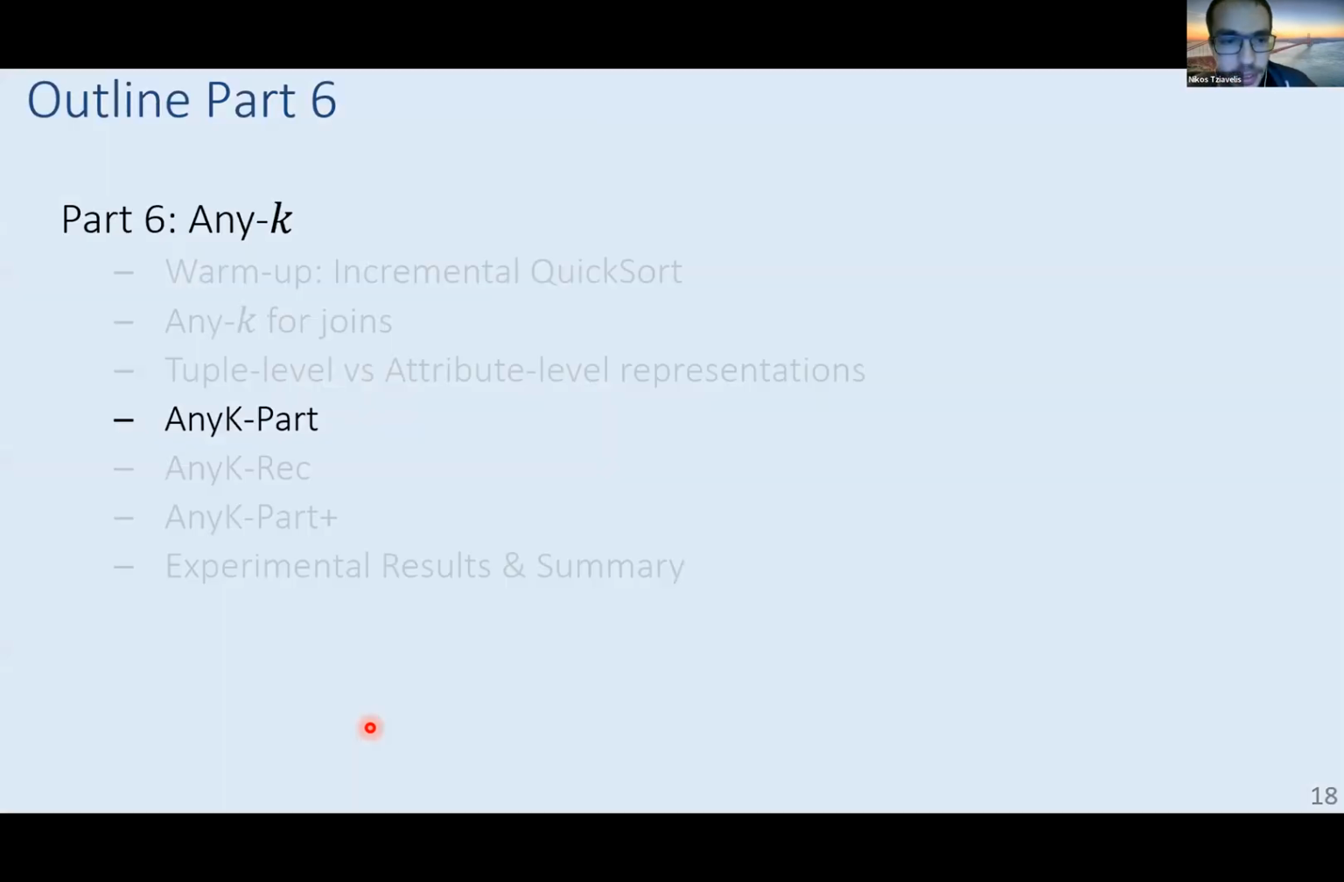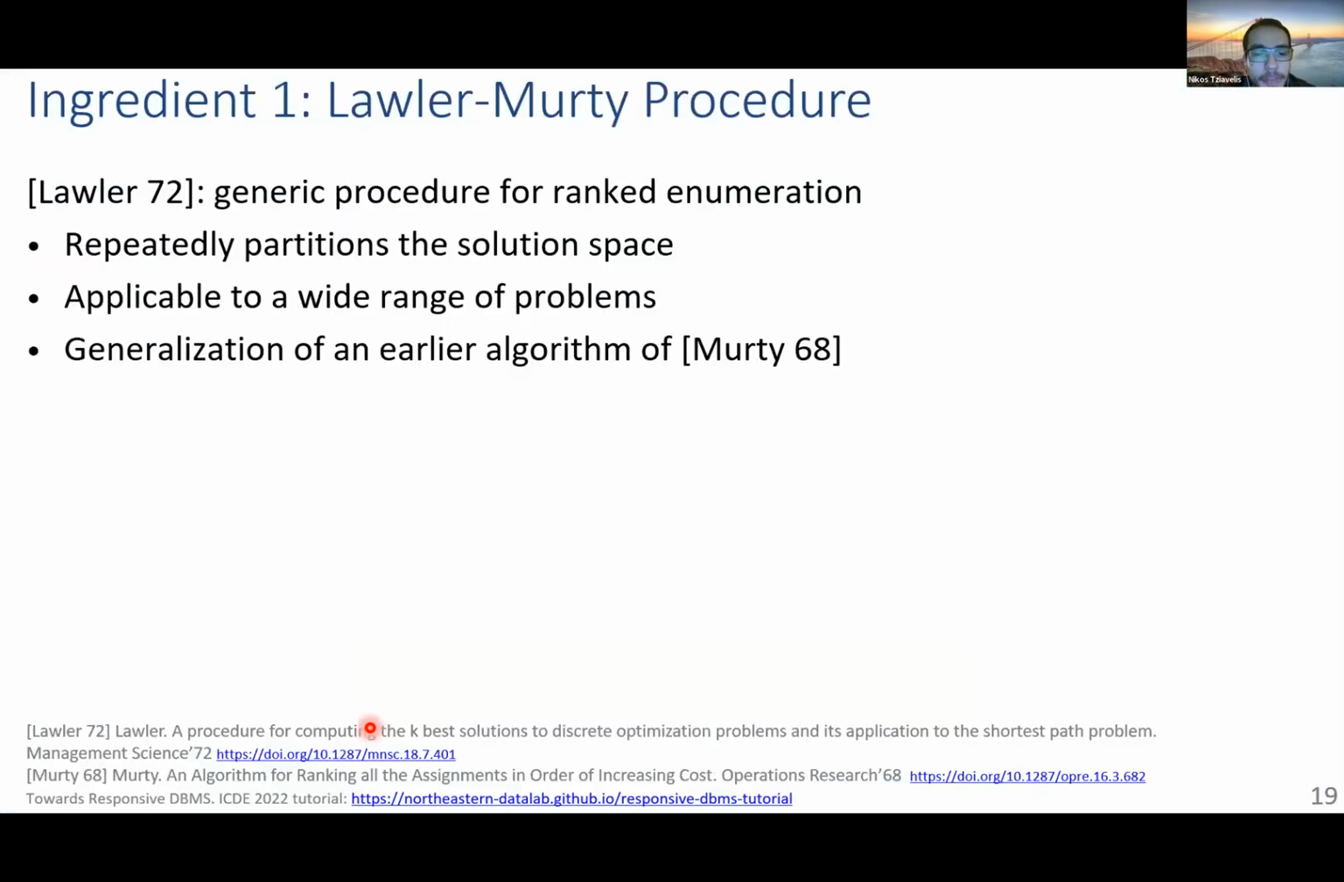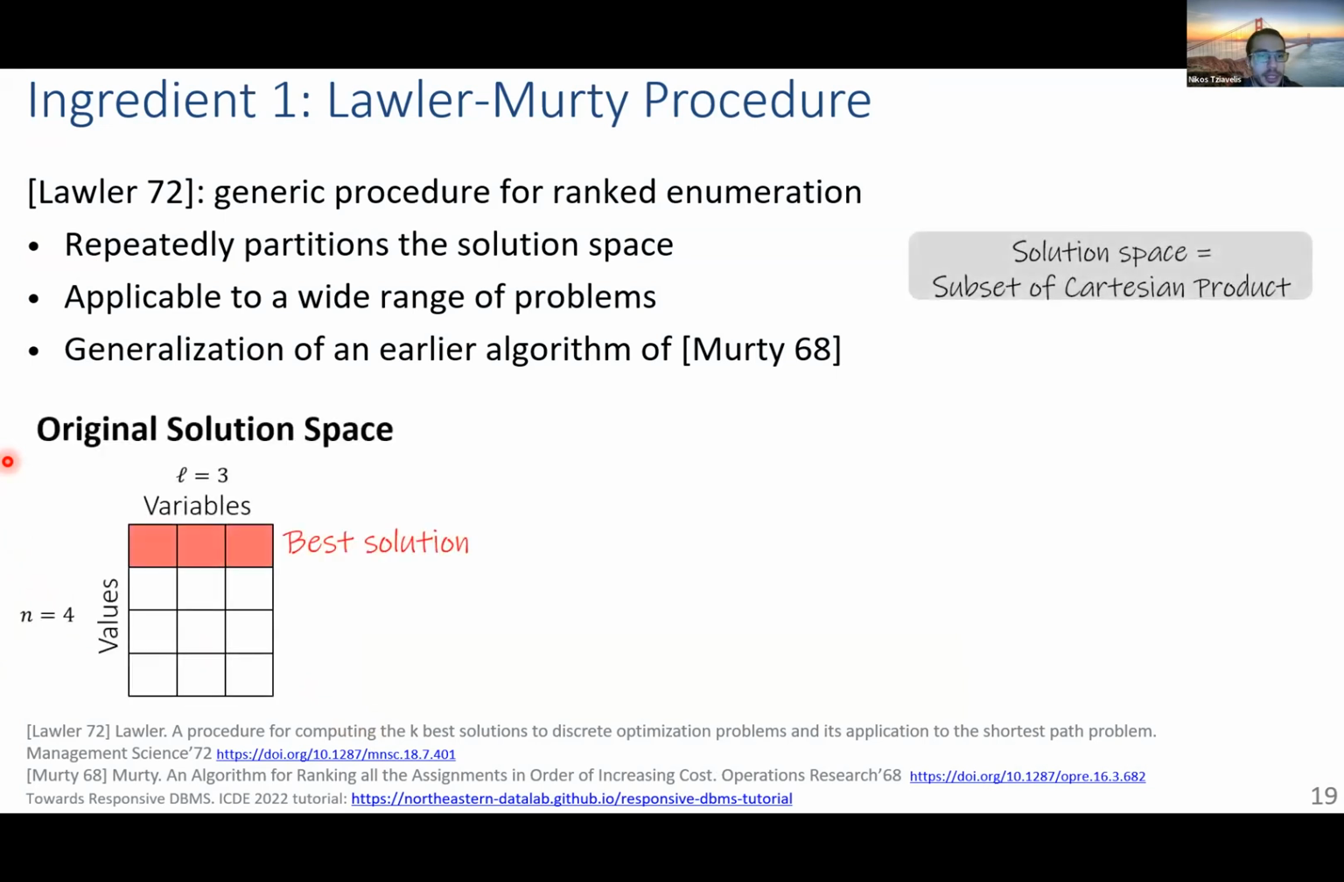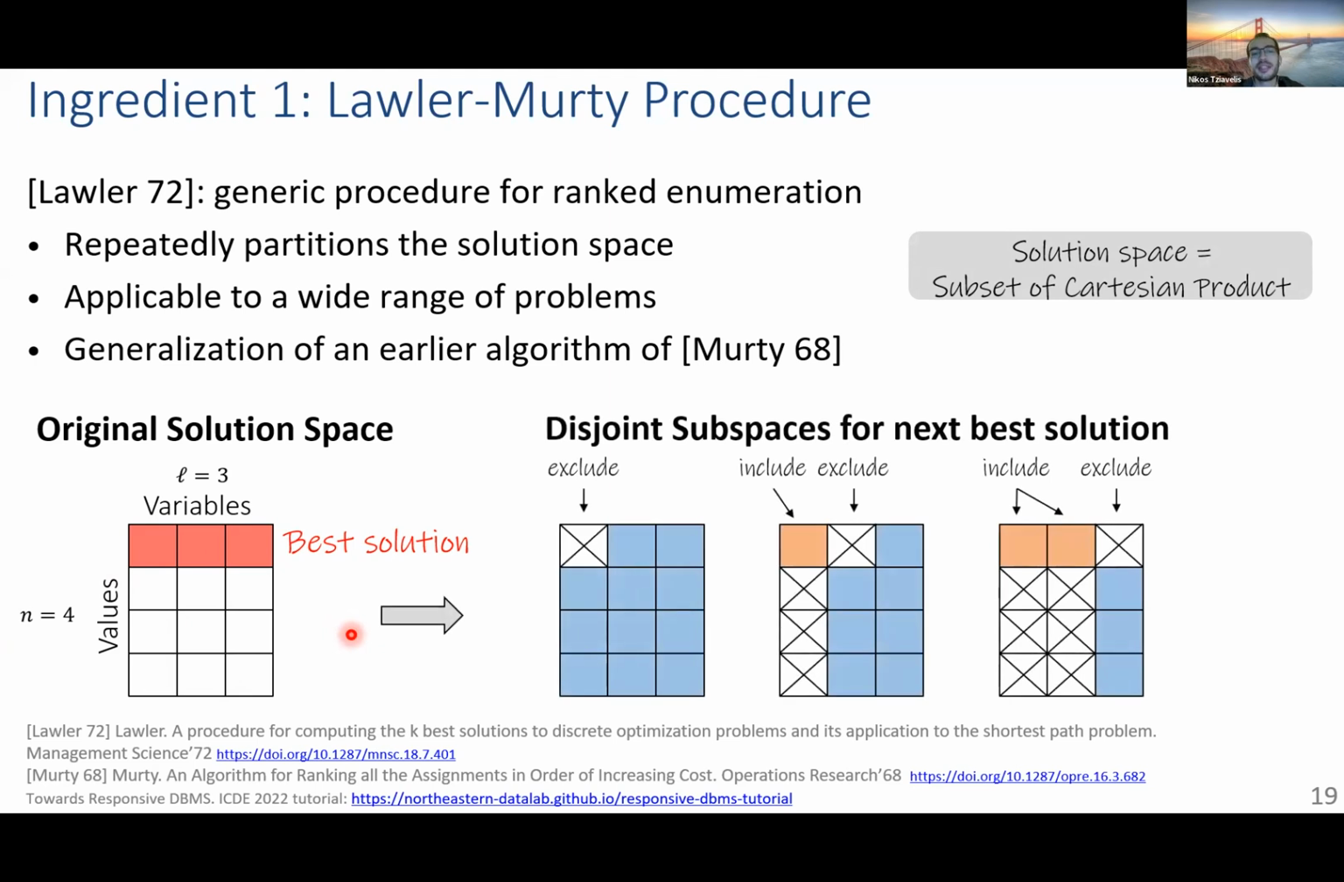So let's see in more detail how these algorithms work. We start with the first one, which is Anyk-Part. And for this algorithm, the first ingredient that we need is the Lawler-Murty procedure. So that's a very generic procedure that basically takes a problem and can give you ranked enumeration. It applies to many different problems. Abstractly, we have some variables that take certain values, and if we know what the best solution here is, the Lawler-Murty procedure tells us how we can find the second best one.